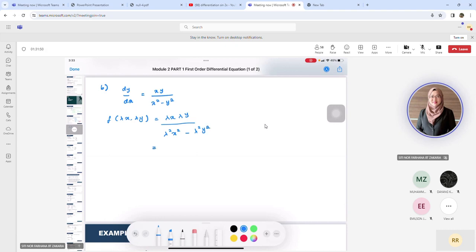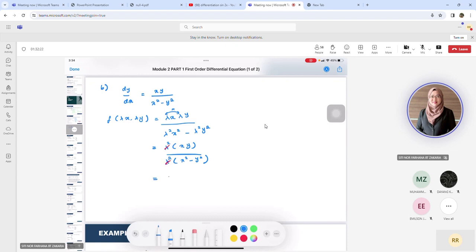So, take out the lambda or simplifikan dia. Akan jadi lambda power of 2 y, sebab kita darab kan this one. So dia akan jadi power of 2. So this one take out lambda power of 2. So yang tinggal adalah x power of 2 minus y power of 2. So this one will cancel out each other.